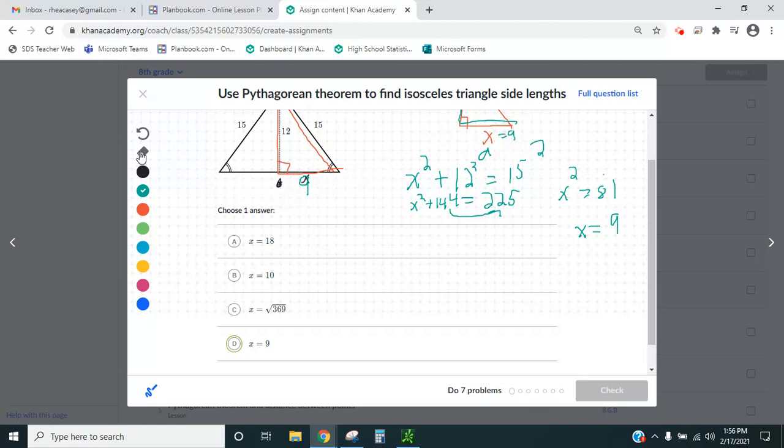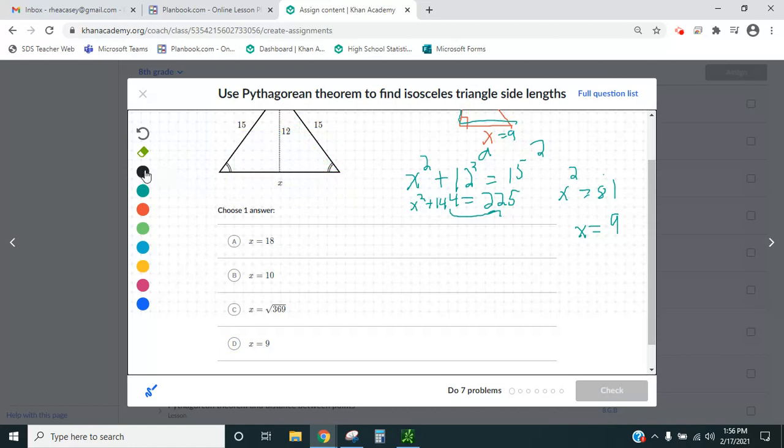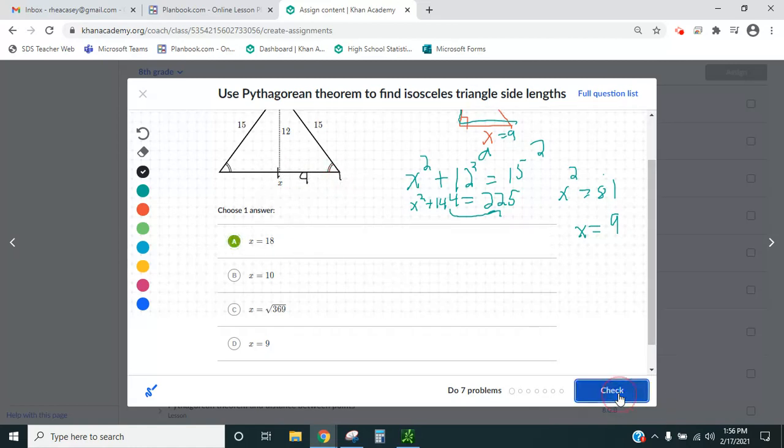In other words, we rewind it back to the beginning. We just found out that this little portion from here to here is 9. So that means the whole thing is 18.